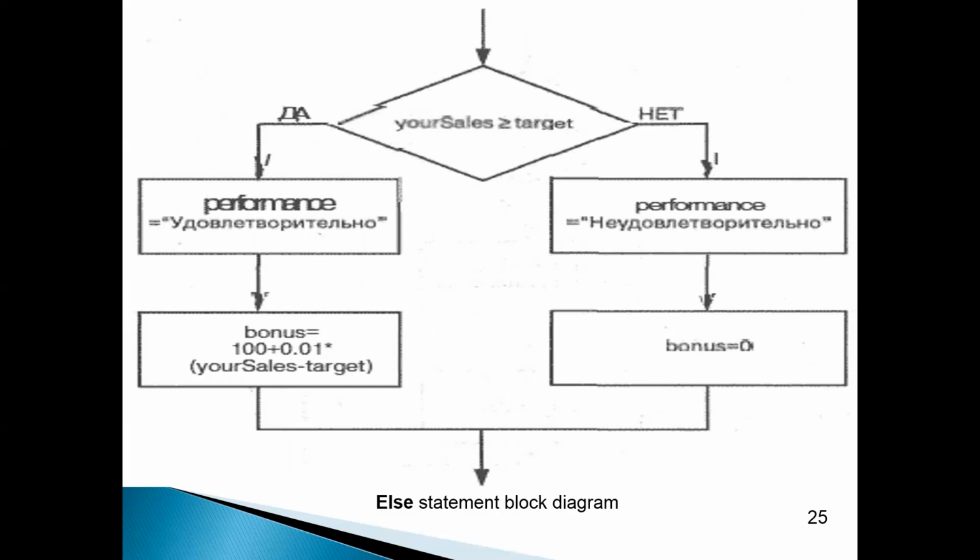On this slide number 25, you can see a block diagram. First of all, you can see the condition: yourSales more or equal target, yes or no. If yes, performance equals satisfactory and bonus equals 100 plus 0.01 times yourSales minus target. And if no, performance equals unsatisfactory. Bonus equals 0.